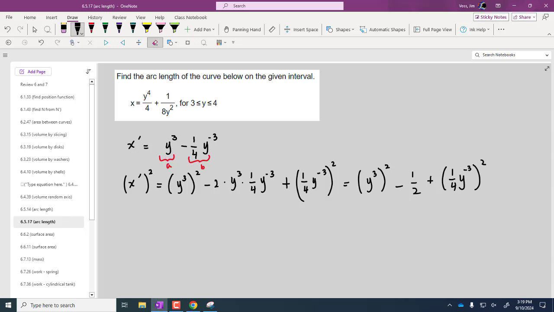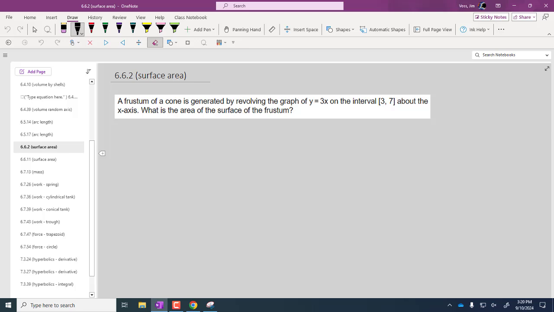All right, let's get to surface area. So surface area, we have the ds part of surface area, which is just like arc length. But then out in front, we have a 2 pi r. And that changes everything. So we're going to take a look at this one where we have the line y equals 3x, kind of a steep line. And we're only going to look on the interval 3 to 7. We don't have to draw this to scale, but we're sort of dealing with this situation right there.